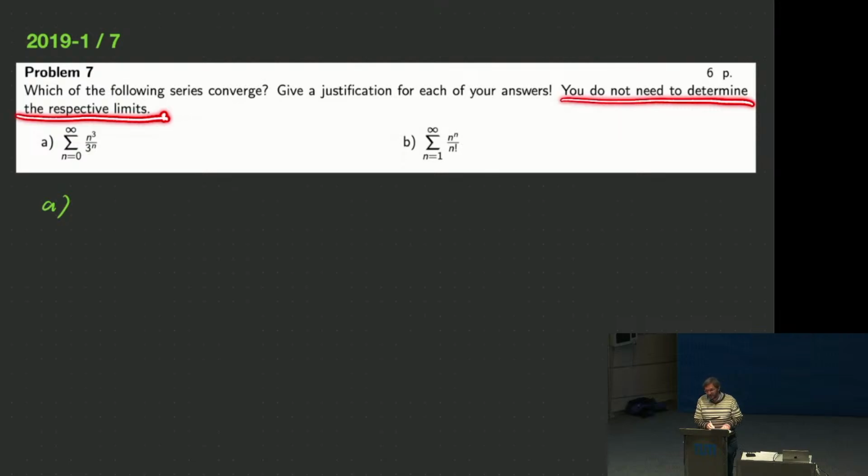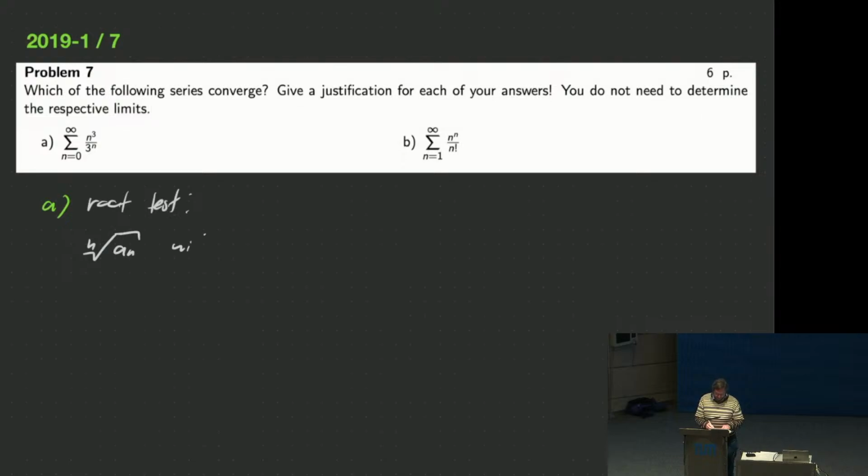Root test, ratio test, Leibniz test, you remember those? In this case, part A, you can either apply the root test or the ratio test, both will work. Maybe try the root test here first. Root test means what you do is you compute the nth root of an. In this case, an is the term inside of the sum, so an is n to the third over 3 to the power of n.